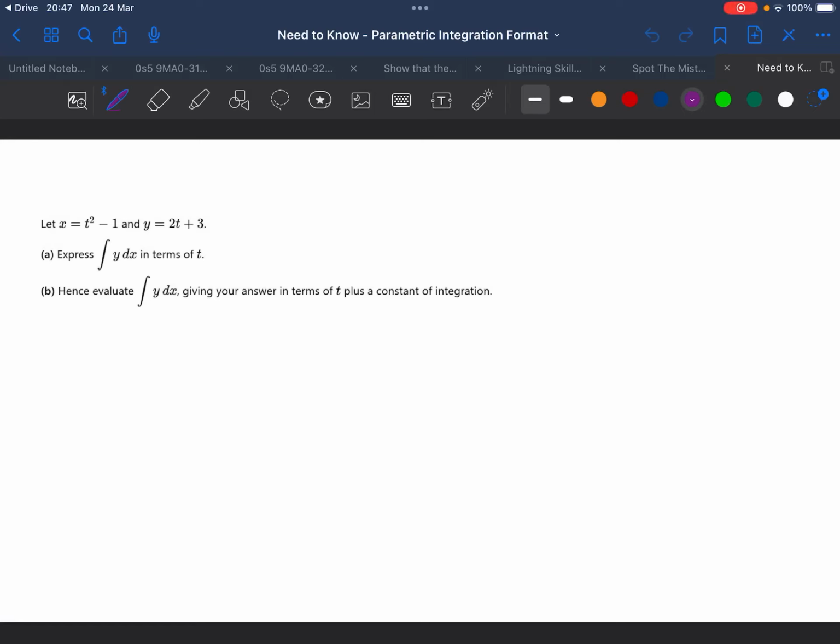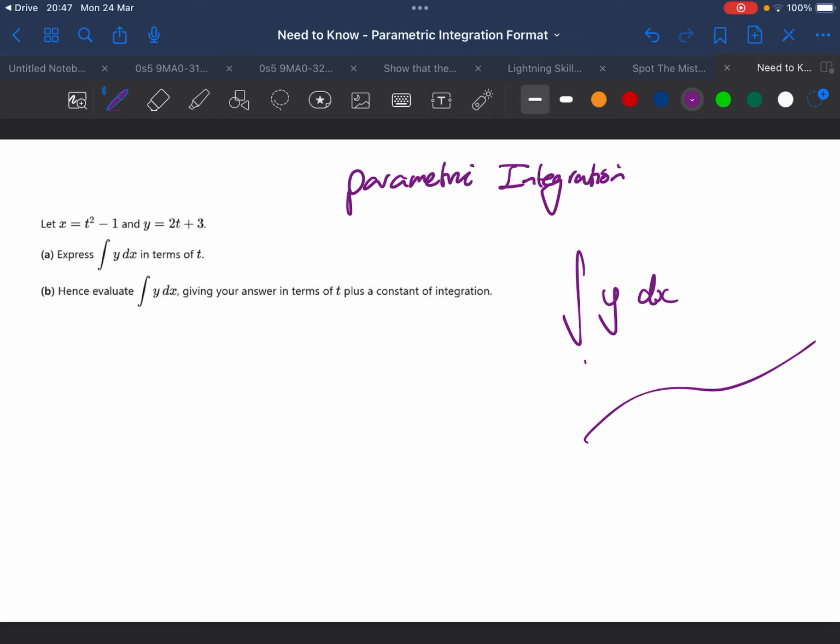Okay, today we're talking about parametric integration and how to remember what to do. So when we integrate normally, we find this one out. And the reason for that is we're usually finding out sort of the y value, if you like, how tall the different parts are on the function.